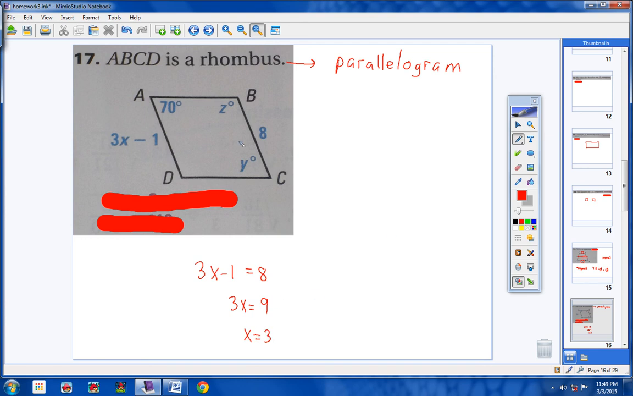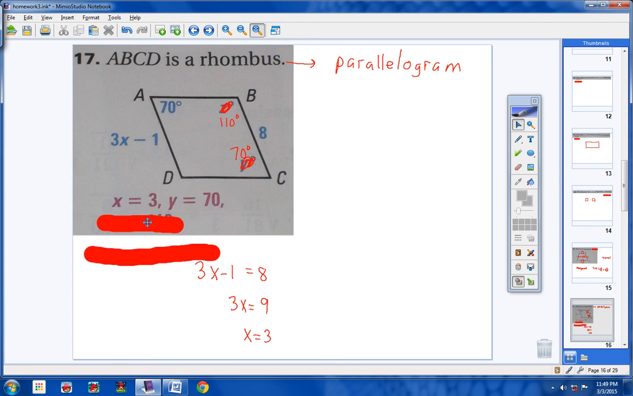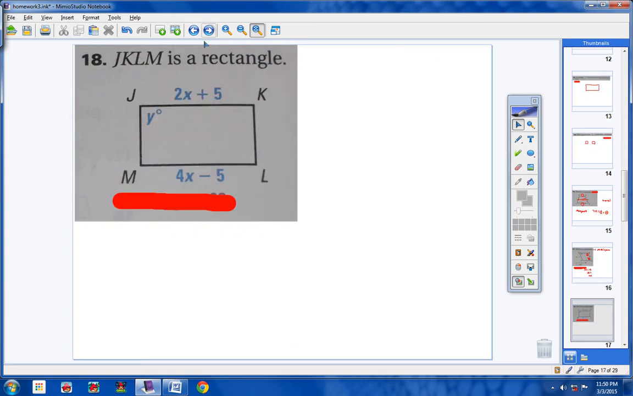X is 3. Now, if we have a parallelogram, remember in parallelograms, opposite angles are congruent. So if this is 70 degrees, then y is also going to be 70 degrees. But we also know something else in a parallelogram, consecutive angles. That means the angles that are side by side are supplementary. That means they have to add up to 180. So Z would have to be 110 degrees because 110 plus 70 is 180. All right, so there we go. X is 3, Y is 70, and Z is 110. All right, let's continue on to number 18.